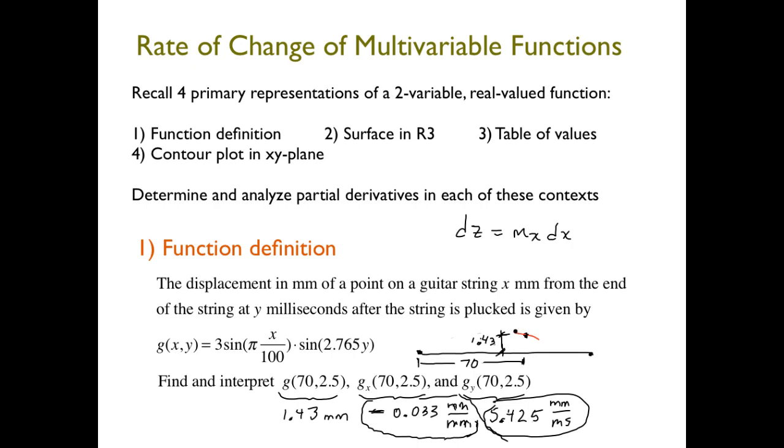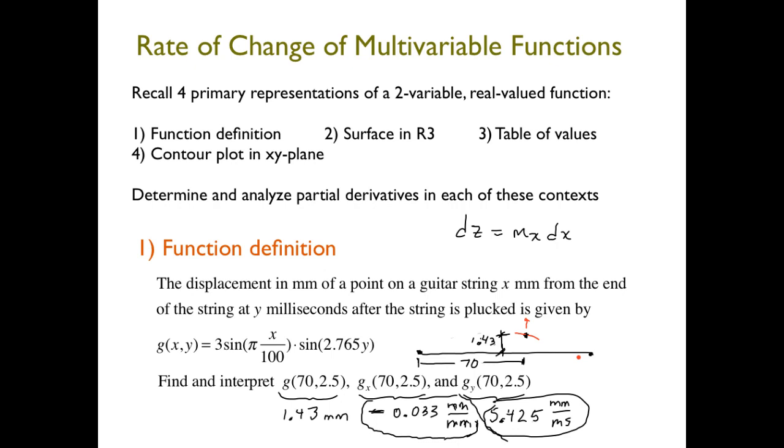The string is angled this way because this derivative is negative. If you move a little bit down the string, the amount that the string displacement changes is negative 0.033 times your change in displacement. So that's why the string is angled this way, but at that moment it's on its way up, right? So the string is angled this way, but on its way up. That's what those two derivatives, partial derivatives, tell us.